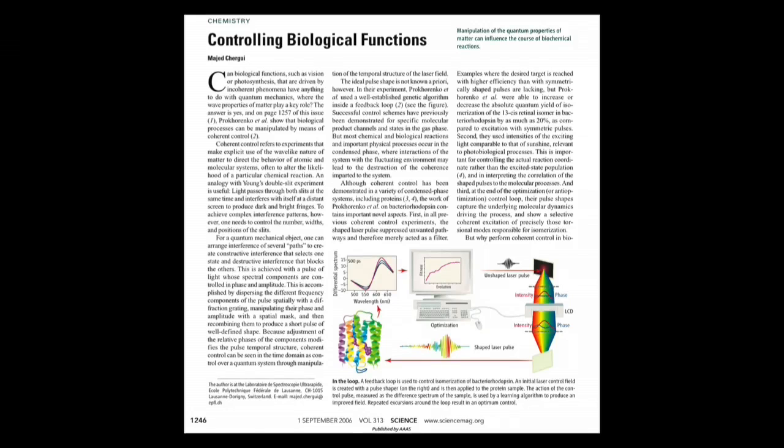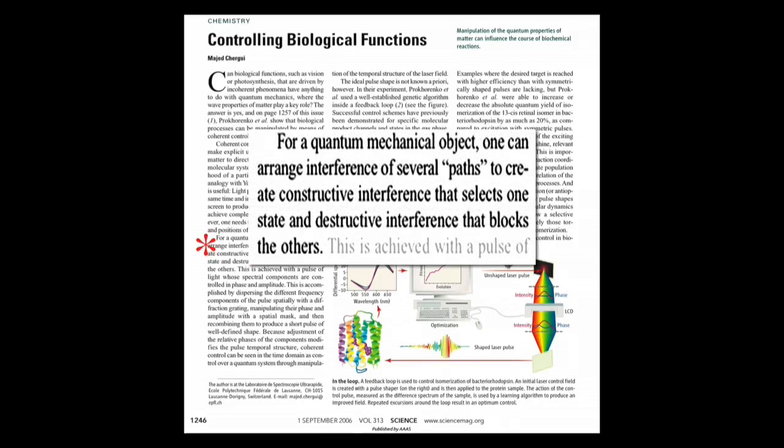So now we go back to the understanding of proteins. Why? Because proteins are where life comes from. I say, well, how do energy signals affect proteins? And here's the answer right out of this paper, Controlling Biological Functions. This is a paragraph: "For a quantum mechanical object, one can arrange interference of several paths to create constructive interference that selects one state and destructive interference that blocks the others." This is exactly what we showed, is that energetic superposition, where energy waves come together, can create constructive and destructive interference. And in the nature of protein mechanisms, it reveals that constructive and destructive interference are selecting the conformational shape.